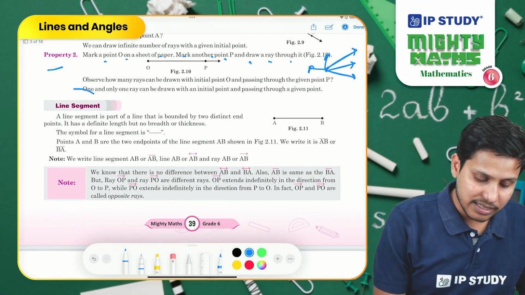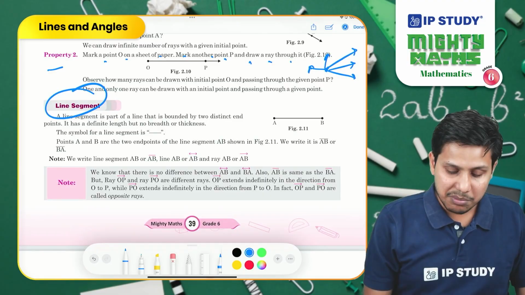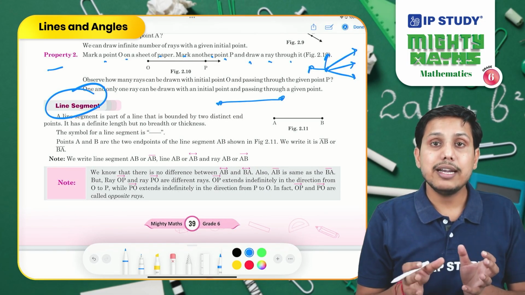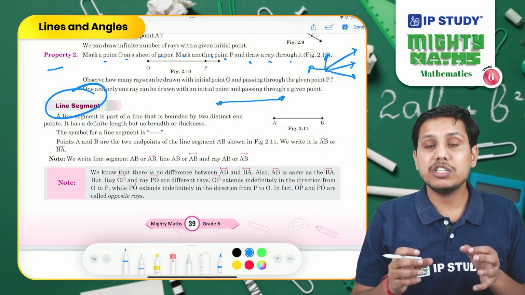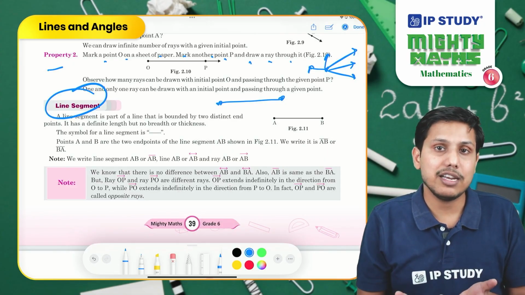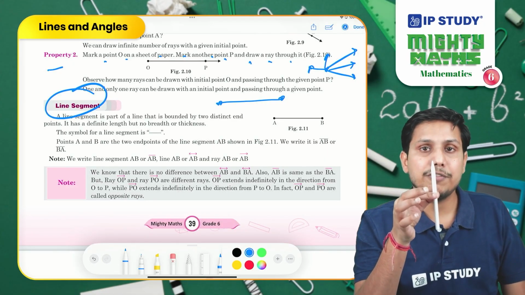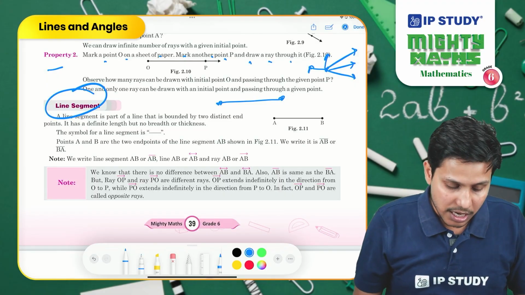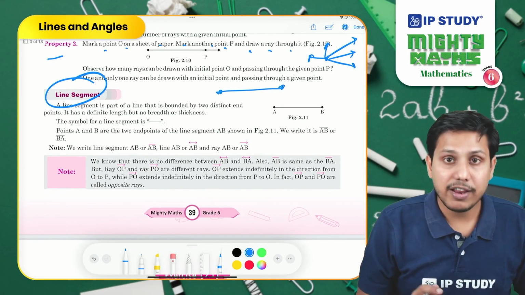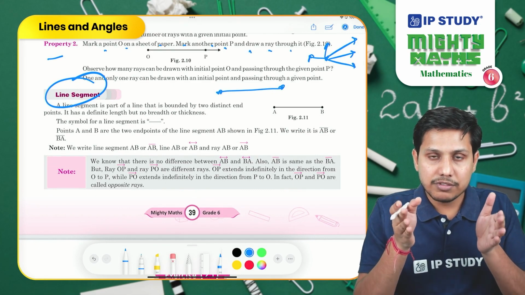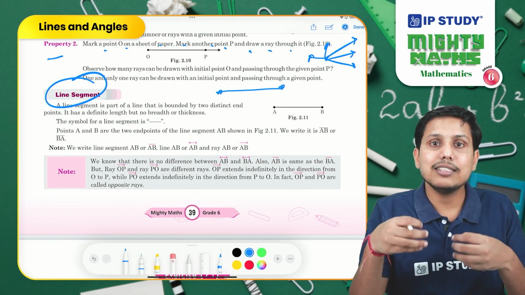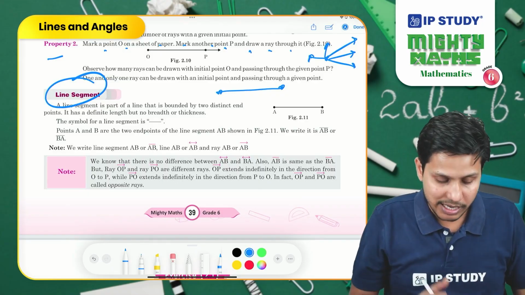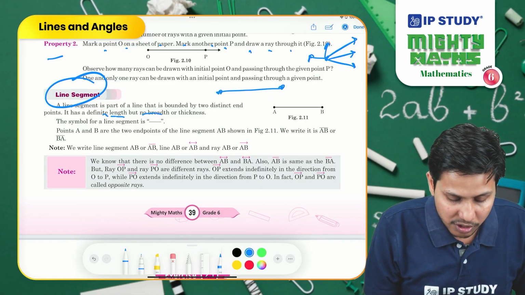Next is line segment. A line segment has 2 endpoints like this. It doesn't have any side which can be extended further. It has a fixed length. This is an example of a line segment, because it cannot be extended further. So a line segment is a part of a line. If some part of the line is taken, it is a line segment which cannot be extended further geometrically. It has a definite length but no breadth or thickness.